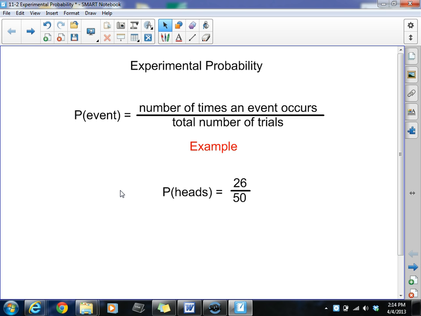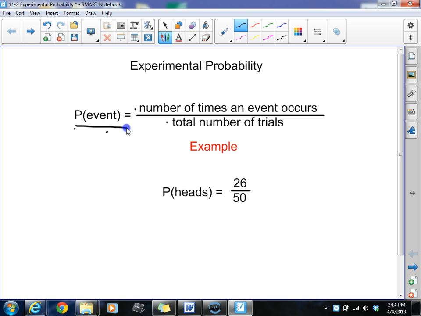All right, so now we see the formula. This is the key concept on page 553. We see the formula on the screen there. All right, now this you should remember from today in class. Okay, this simply means the probability of the event. Okay, so that's all we're saying. Probability of the event equals the number of times an event occurs and then the total number of trials.